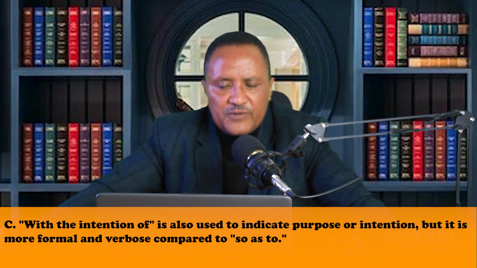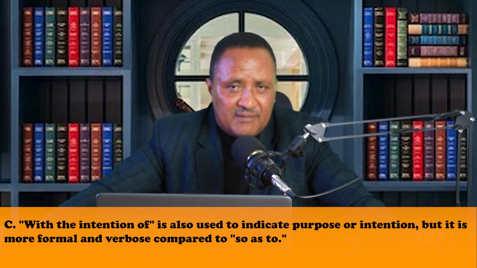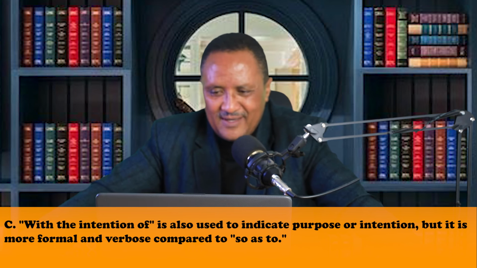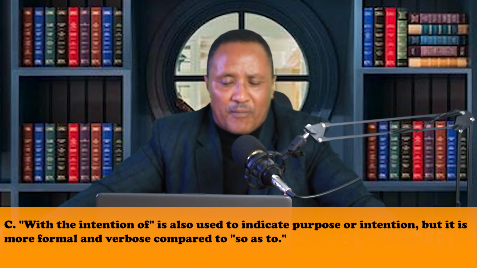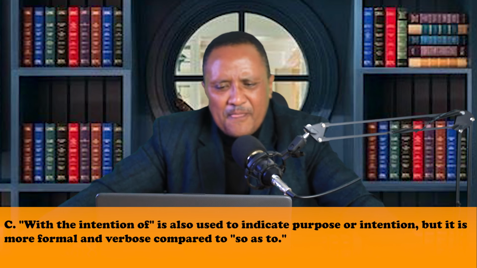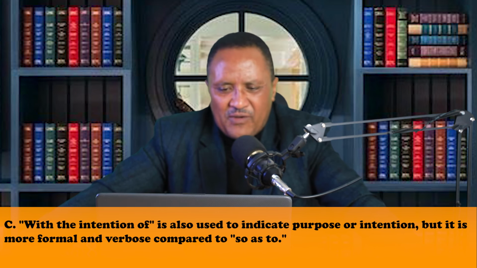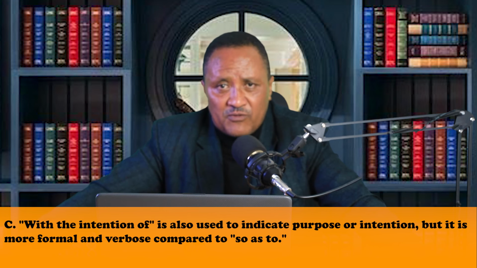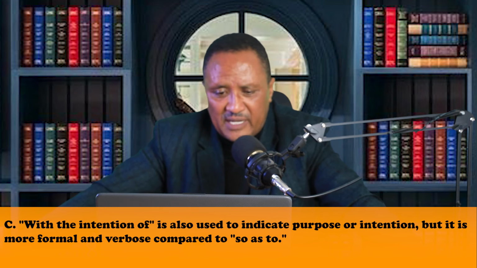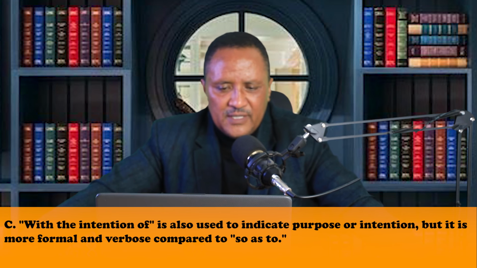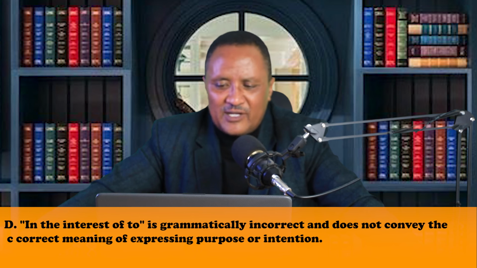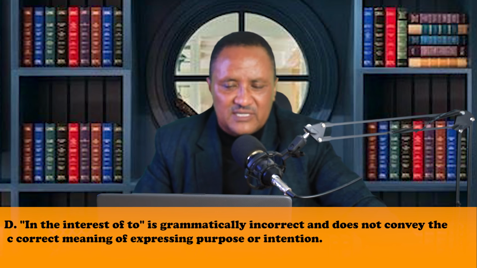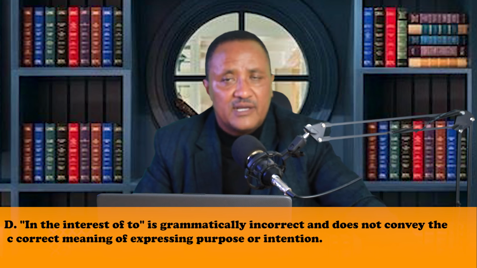C, with the intention of, is also used to indicate purpose or intention. This distractor looks somewhat closer in plausibility, but it is more formal and verbose. Verbose means one's inability to express an idea within the shortest possible words. So it is a bit verbose compared to so as to, and at the same time, it is more formal. D, in the interest of to, is grammatically incorrect and doesn't convey the correct meaning because there is no such English. Because of all these reasons, the correct answer is choice B.